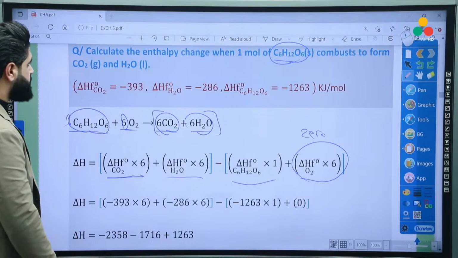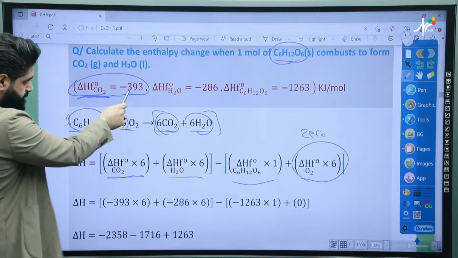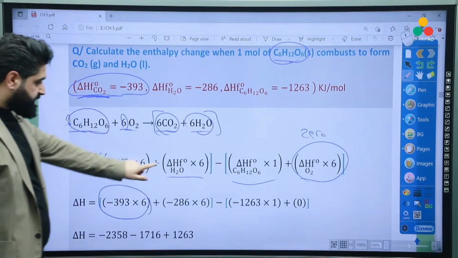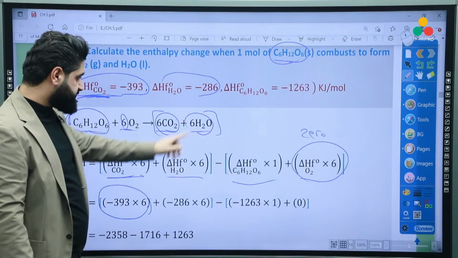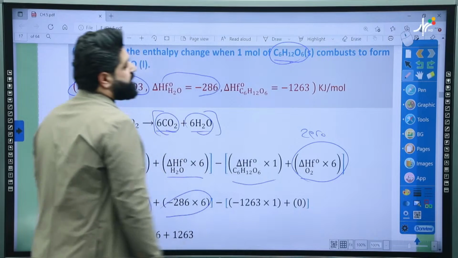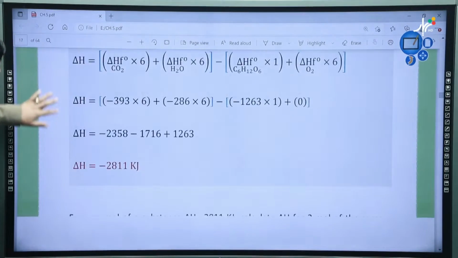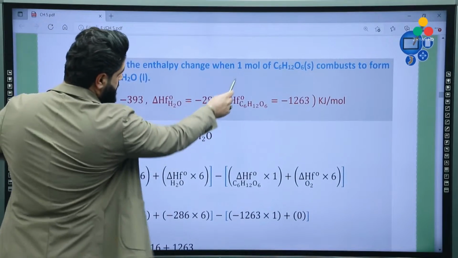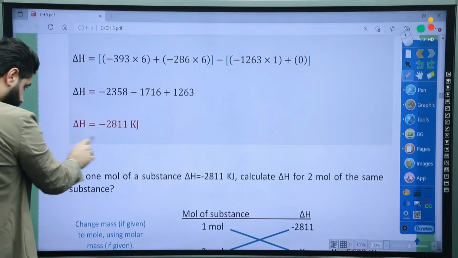And now substitute numbers, okay. Delta HF for CO2 is negative 393 times 6. Delta HF for H2O times 6 again. H2O negative 286 times 6, okay, minus for glucose negative 1263 times 1. Okay, it's very easy. Just use your calculator. It's for 1 mole, of course. So for 1 mole, this delta H, it's for 1 mole.